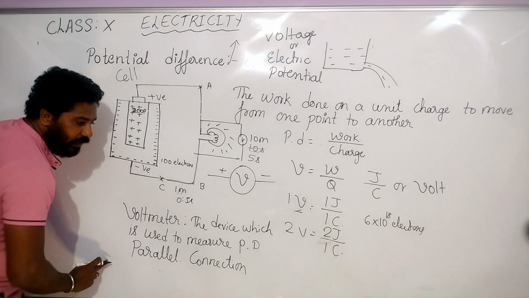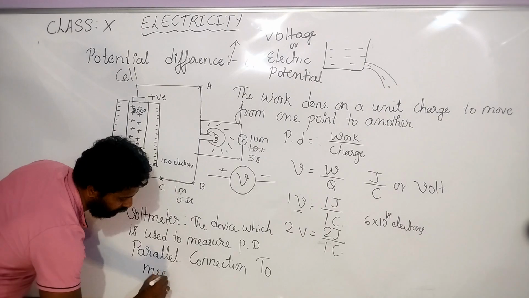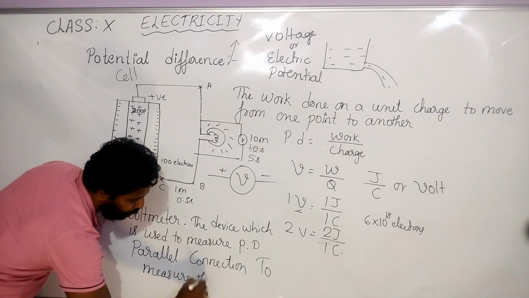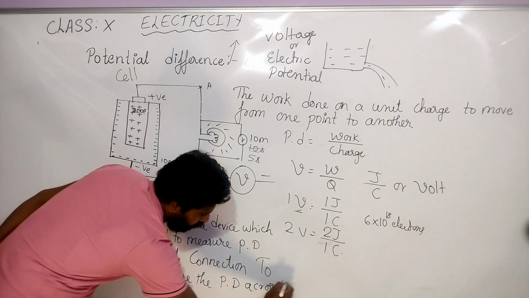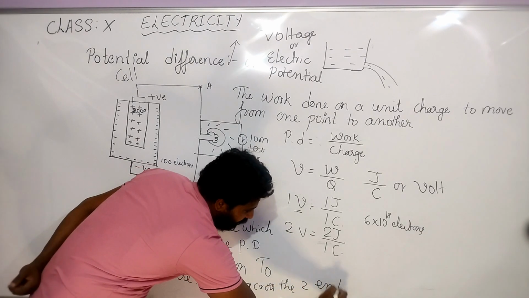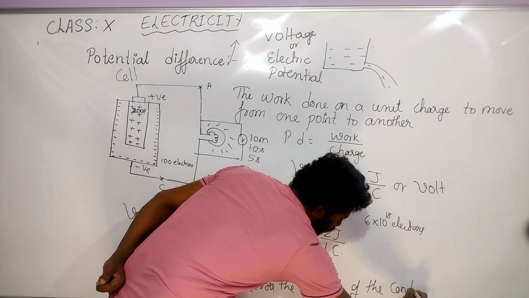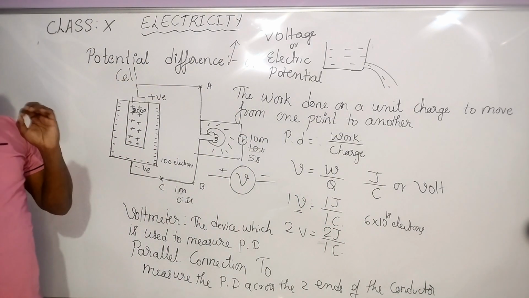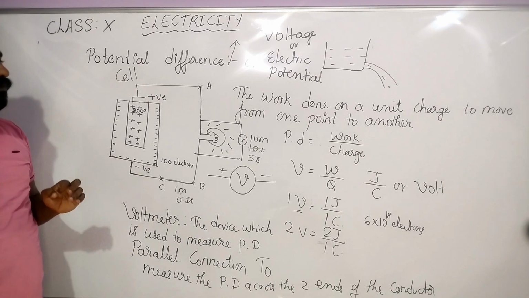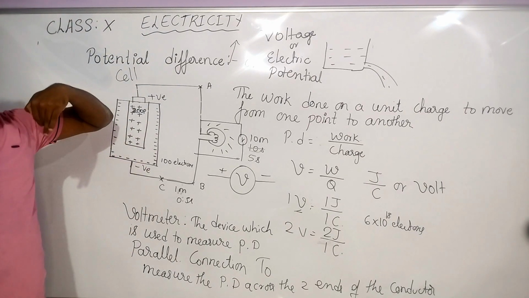Okay, so why do we connect in parallel connection? Because to measure the potential difference across the two ends of the conductor, or a bulb, or whichever you can write. Okay, did you understand? Any doubts regarding this? Okay, so this is about potential difference.